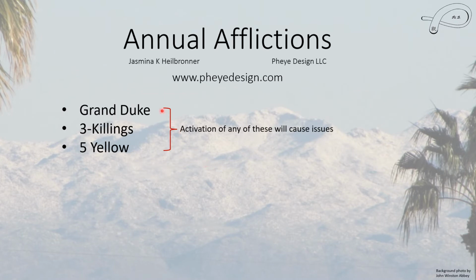These are what I call the Grand Duke gang. The Grand Duke, the 3 Killings, and the 5 Yellow. Now the 5 Yellow is actually just the annual star 5. Any of these activations will cause issues. If you activate any one, you will have problems.